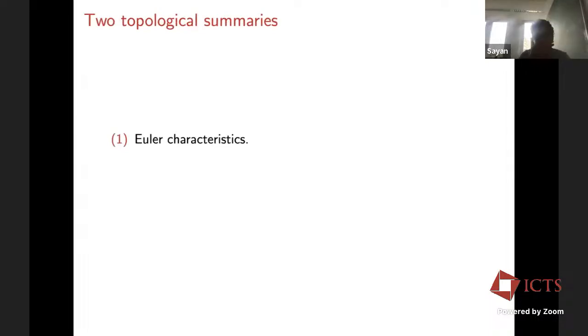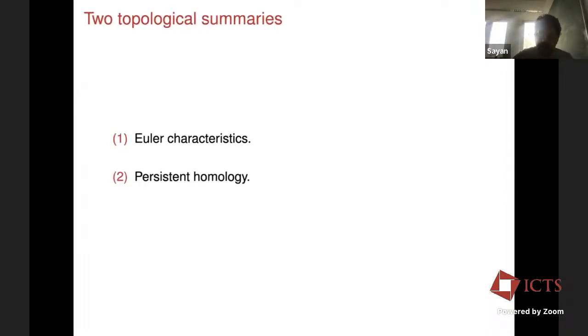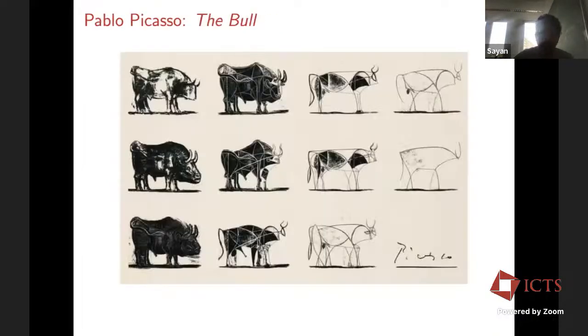There are two summaries I'm going to tell you about. One is called the Euler characteristic. The other one is called persistent homology. And I'm going to talk about this in the shape context. I'm also going to touch on protein structure, but these ideas have also been used in molecular biology contexts, and I'm happy to discuss that as well.